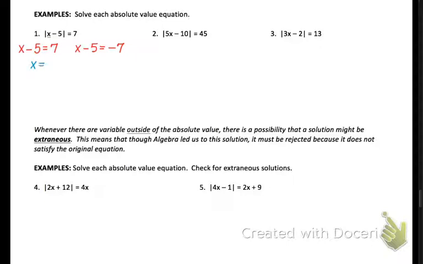Here we would add 5 to both sides and we would get x equals 12. Here we would add 5 to both sides and get x equals -2. Both of those are going to give us a distance away of 7. If we do a quick check here, 12 minus 5 gives me the absolute value of +7, which equals +7. But -2 is going to give me negative 2 minus 5, which is negative 7, and that also equals positive 7.